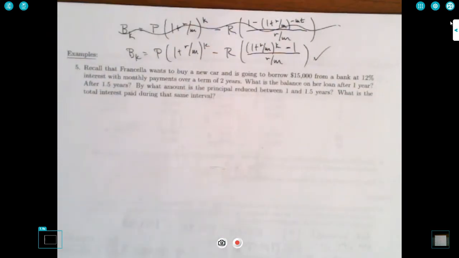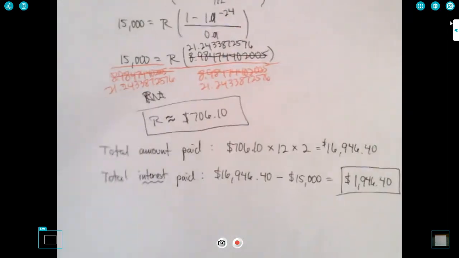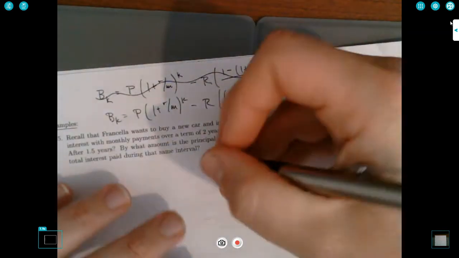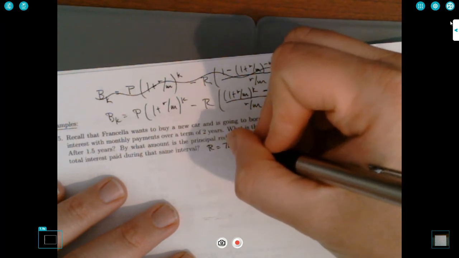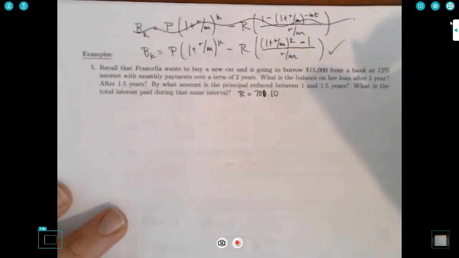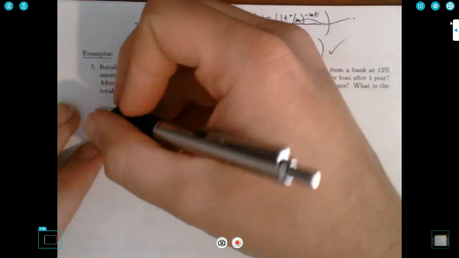We know from the work that we did with Francella that R is supposed to be $706.10, right? So that's useful, right? R is $706.10. Okay. So let's see. So what's the balance on her loan after 1 year?